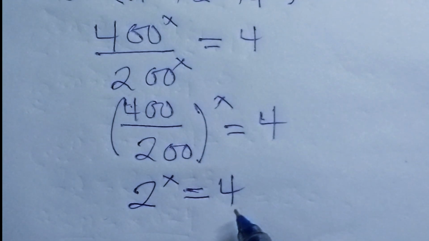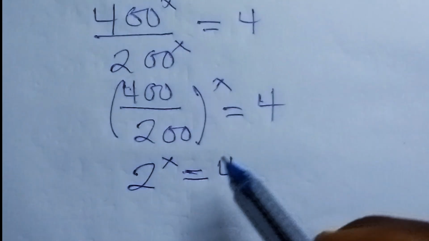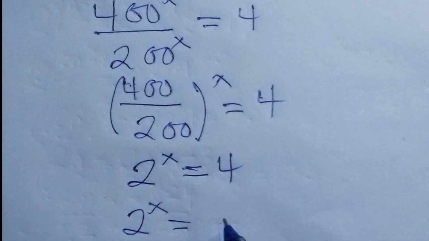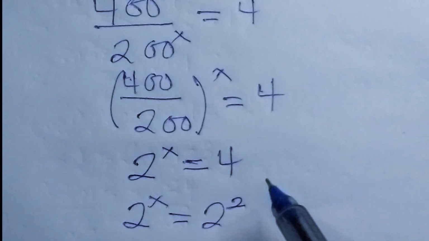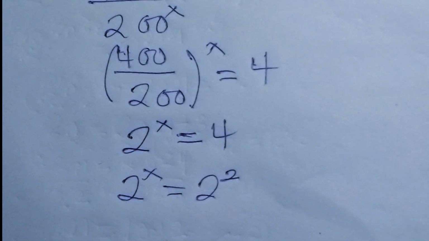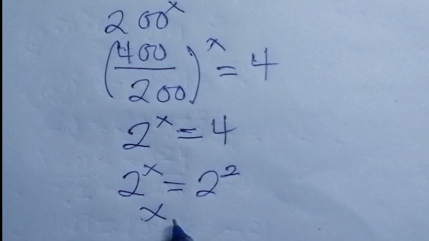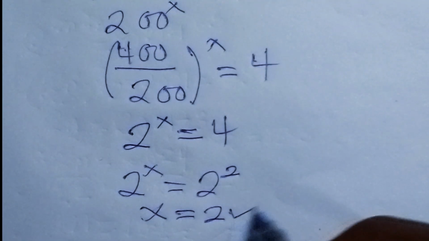But 4 can be expressed as 2^2. So we have 2^x is equal to 2^2. Now the bases are equal, we just equate the exponents. So we have x is equal to 2. The value of x in this question is equal to 2.